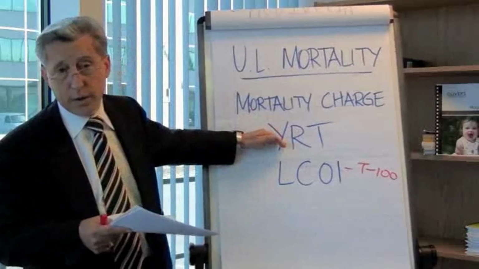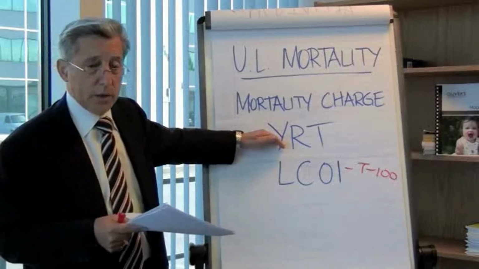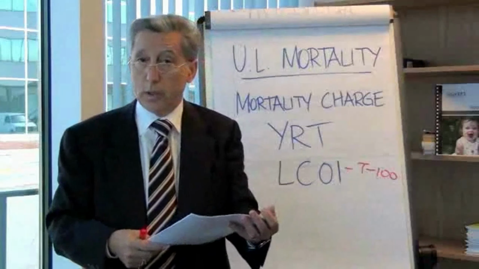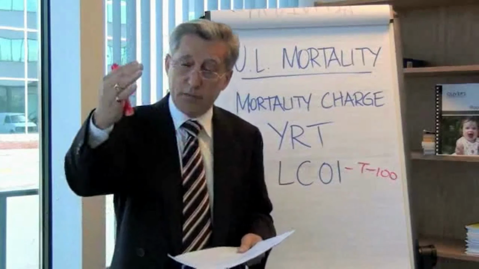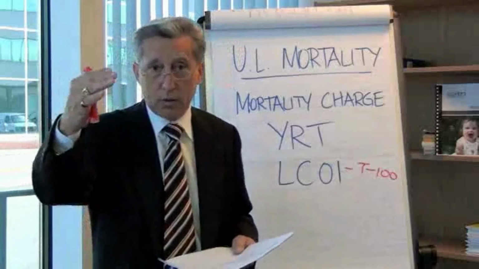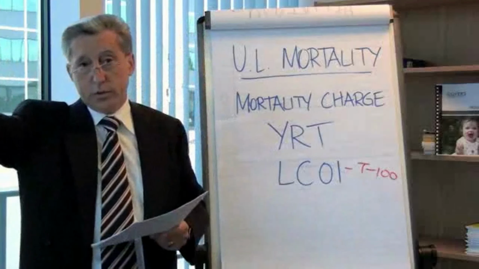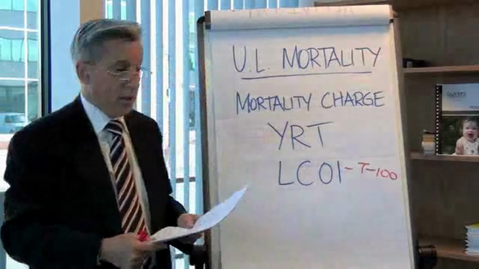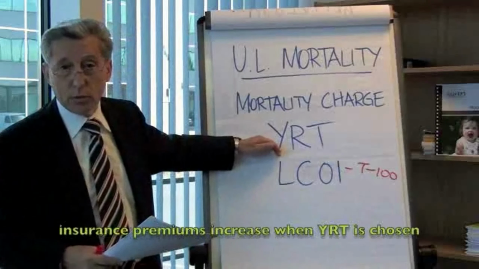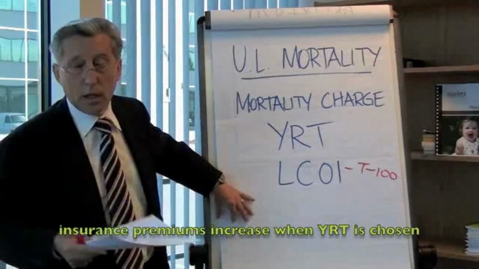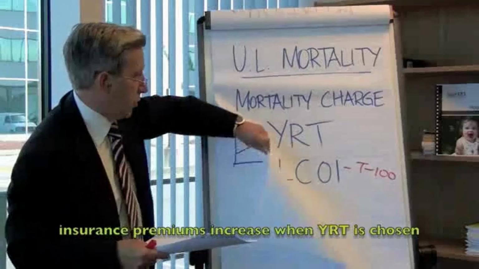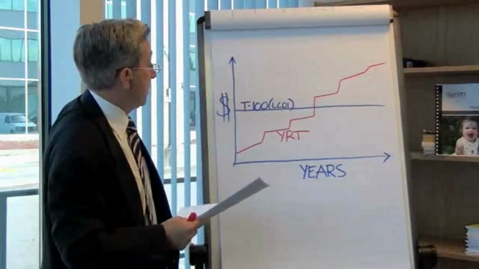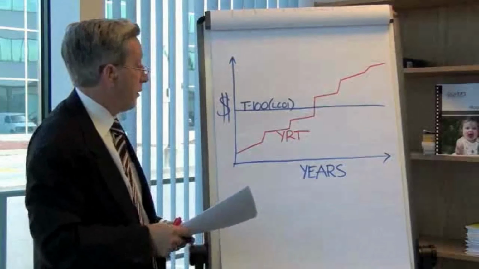On the other side of the equation, of course, yearly renewable term. Yearly renewable term is exactly that: every single year the actual price will increase because, as we often say, death is relentless. So as you get older, because you are getting closer and closer to the grave, you might say, then obviously the risk is much higher. So the insurance premiums on the YRT will reflect that increase in mortality charge. To illustrate that point, I've drawn here a graph for you so you can see the two plans together.